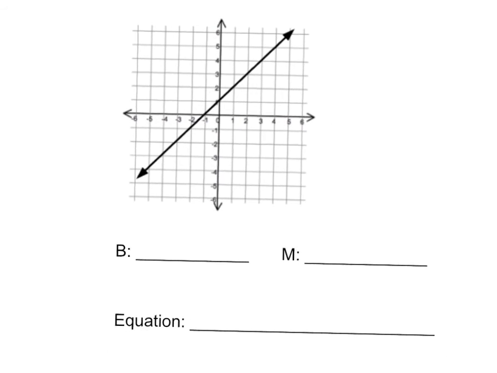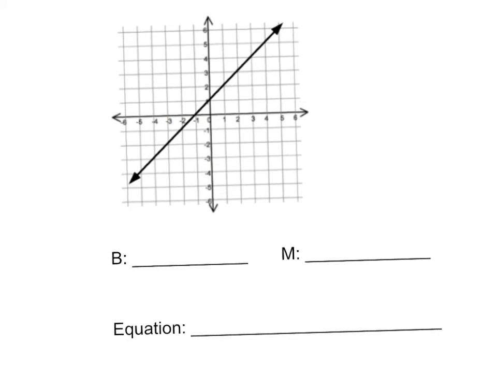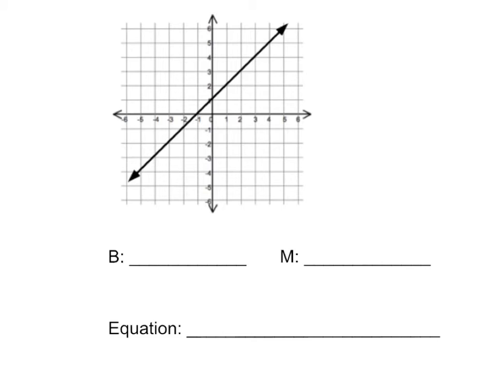And the first thing we need to do is begin with the b, which means the y-intercept. Here's the y-axis. The y-intercept is the point where the line intersects with the y-axis. So if I move down the y-axis, it intersects right here, and that's at the number 1. So my b is 1.